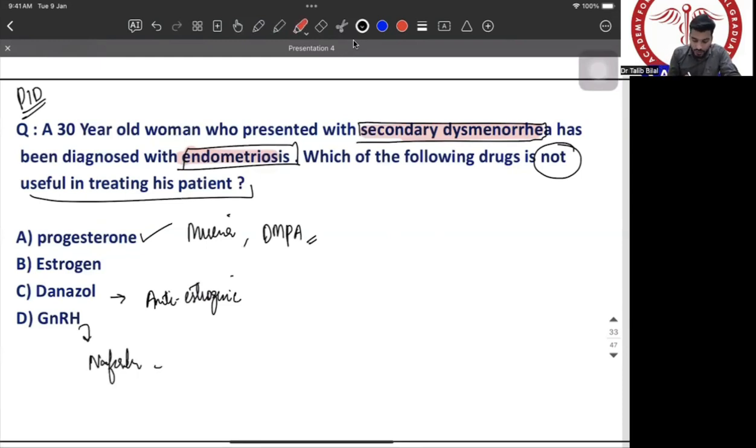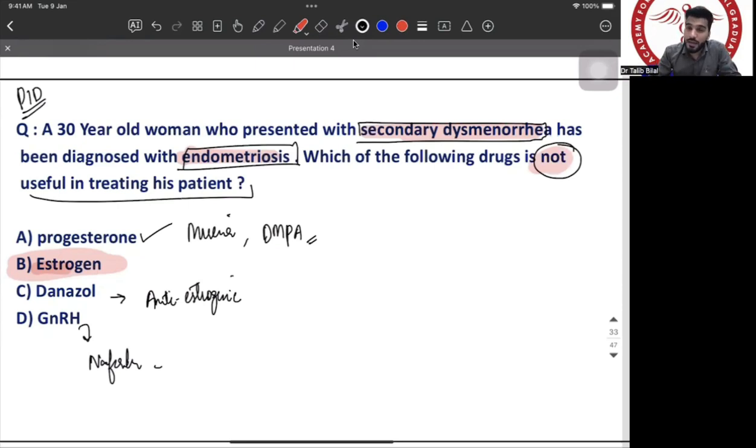Do we use estrogen? No sir, we don't use estrogen. The main goal in endometriosis is to cause atrophy of the endometrium. Now, if I give estrogen to the patient, what will happen? It will cause proliferation of the endometrium, and proliferation of endometrium we don't need. So we need atrophy of the endometrium. So the drug that is not used is going to be your estrogen. Is that clear?